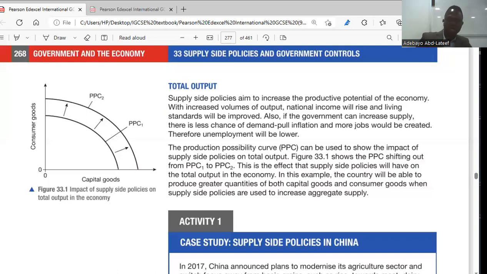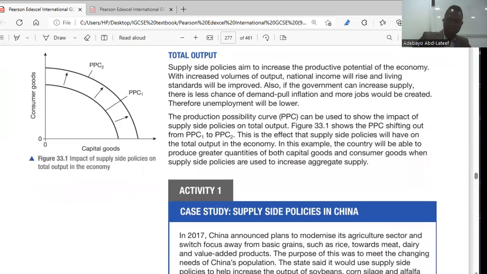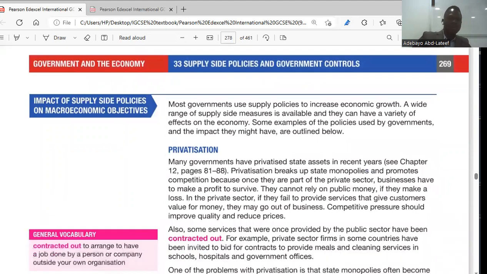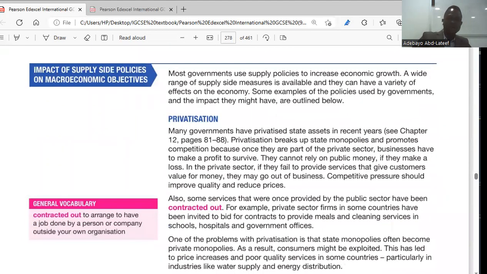Do you get the point I'm making here? So there's outward shift if resources are fully utilized, resources are employed. Is it clear or not? Any question about that? No. So we go to the impact of supply side policies on macroeconomic objectives. Are we there? Yes.